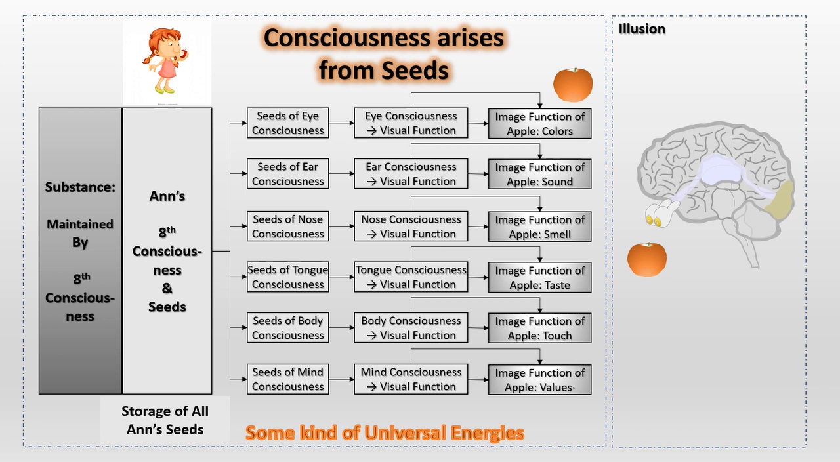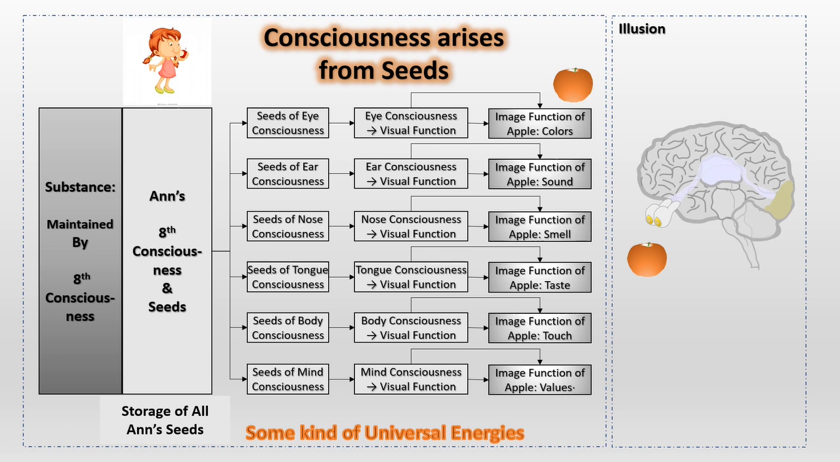Unlike conventional wisdom, Anne doesn't see the apple when her eye organ gets into contact with the apple. It is when conditions are suitable or met, and seeds of eye consciousness of an apple arise or get activated. The seeds then activate her eye consciousness. Her eye consciousness then splits into a visual function and an image function at the same time. The image function is what the apple looks like to her. The visual function of her eye consciousness then interacts with the content in the image function. That's how Anne sees an apple.